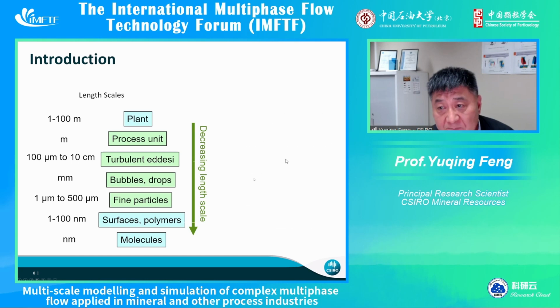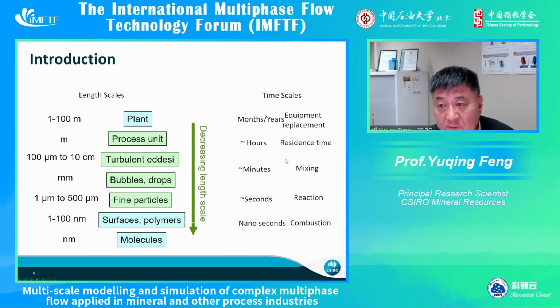As for the time scale, process equipment can last for months, but the residence time in a process unit can be hours, the mixing time minutes, and the reaction can be very quick, seconds, and combustion, such as in a coal combustor, can be nanoseconds. How do we link this with computational modeling?